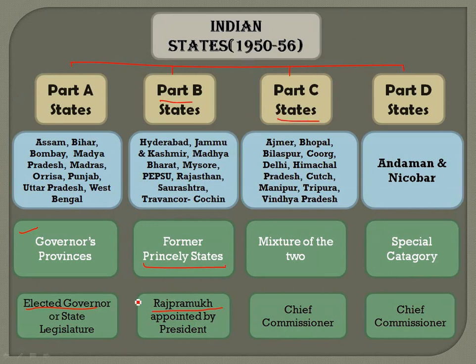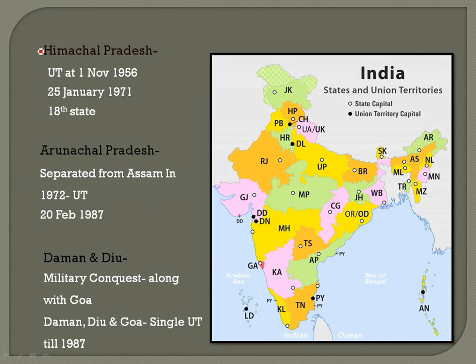Part C states: these states were a mixture of these two in British India, and after independence they were headed by a Chief Commissioner. Part D states: it was a special category in British India, and in modern times it was also headed by a Chief Commissioner, and these were the names of the states. You can read it. So our first statement, which says that union territories were classified into part C and D states, is correct.